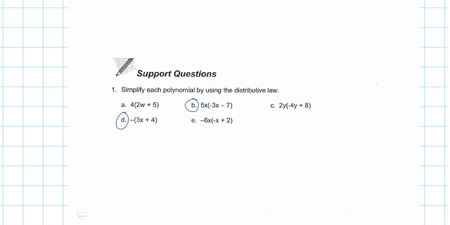If it's just a negative, do you pretend it's a 1? That's right. So if it's negative 3x plus 4, right? That's the same thing as negative 1, right?